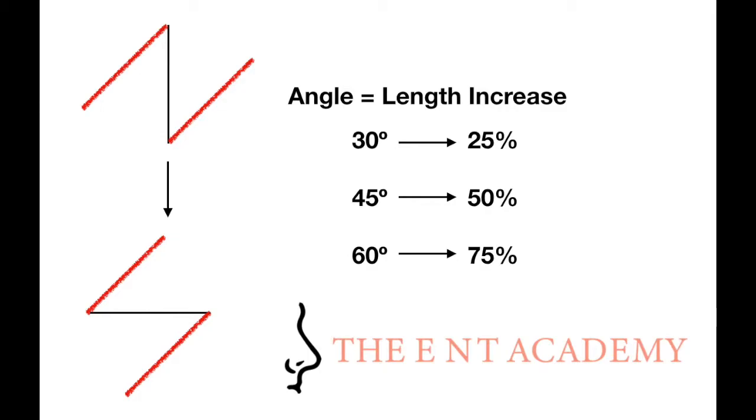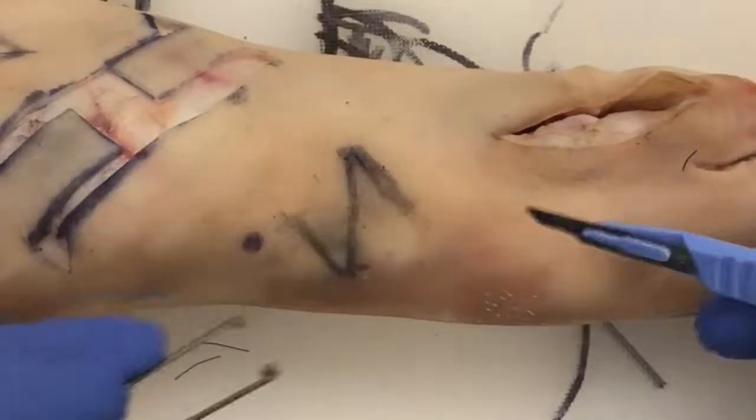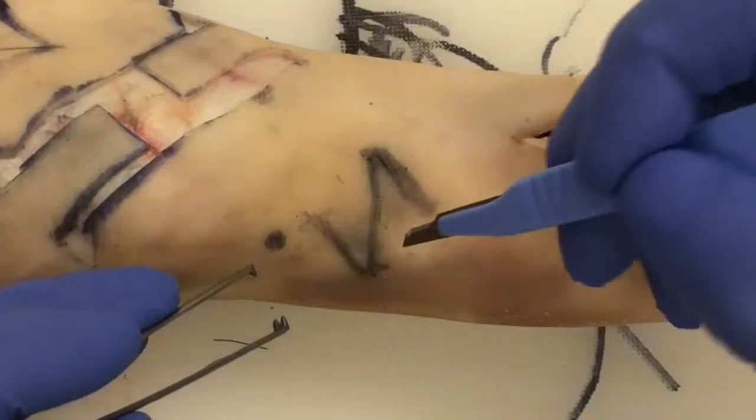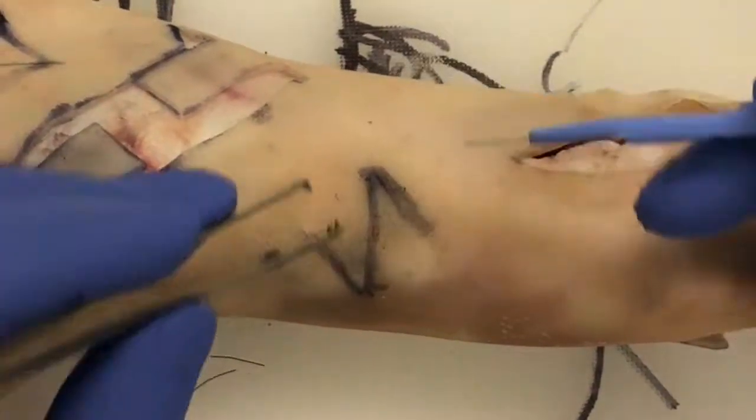First, the original scar is excised, then two additional cuts are made either 30, 45, or 60 degrees from the original incision. These will determine how long the new scar will be. The final position and orientation is shown in the second part of the diagram. Here you can see the two limbs that extend from the central line, which is the original scar.